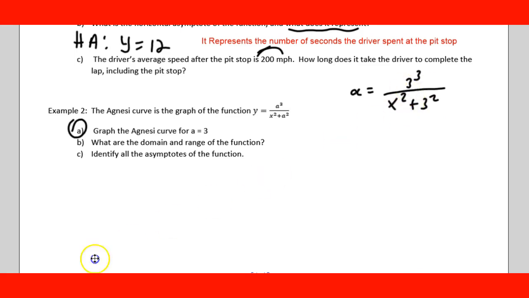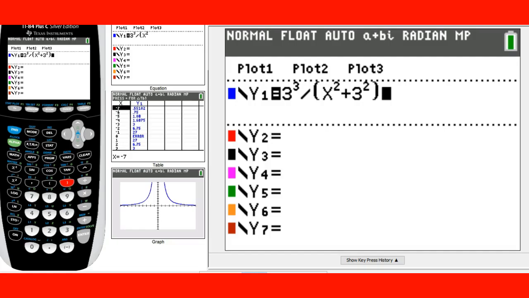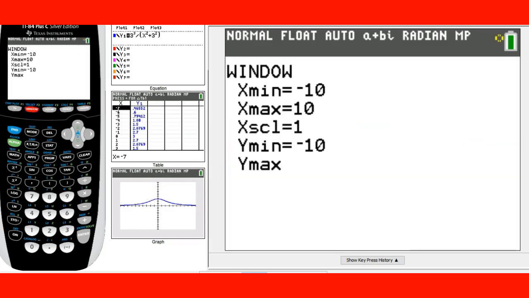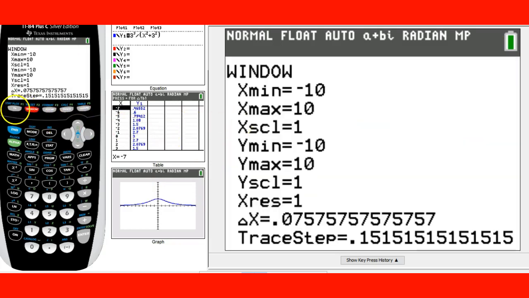So we're going to graph that. I have it right here, 3 cubed divided by x squared plus 3 squared. Then we're going to hit graph and let it graph. There we go. My scale is different. Oh, no, it's not. I didn't change it. We're good. So back to the graph.